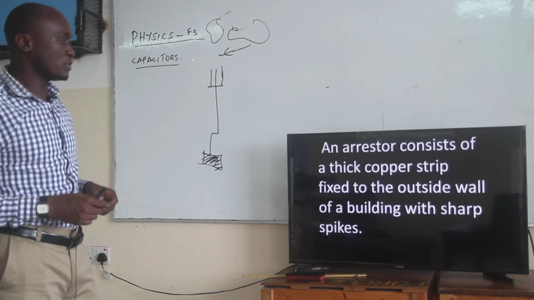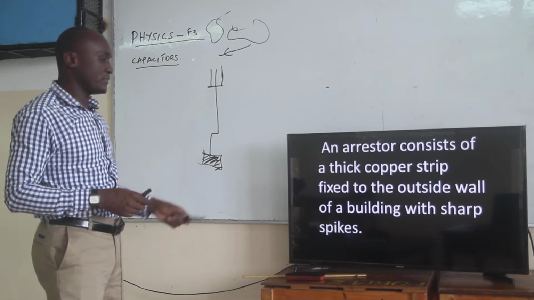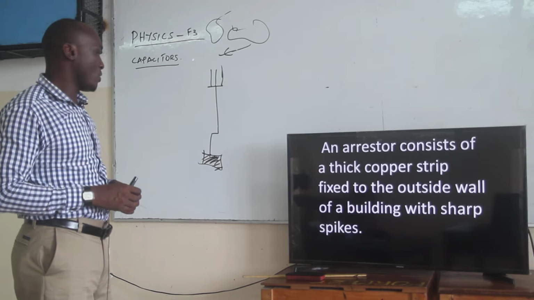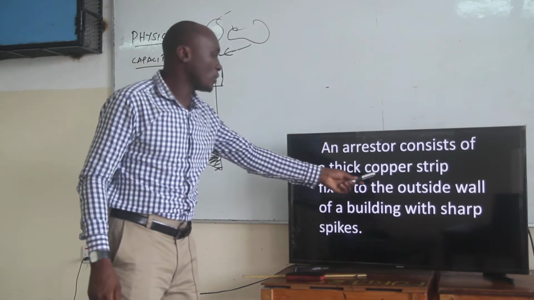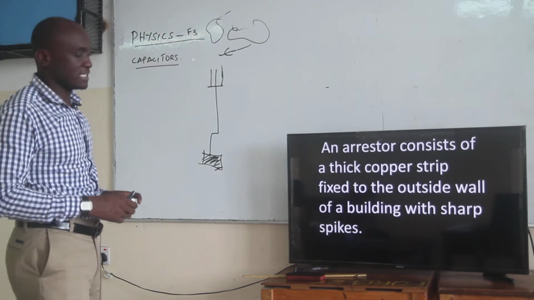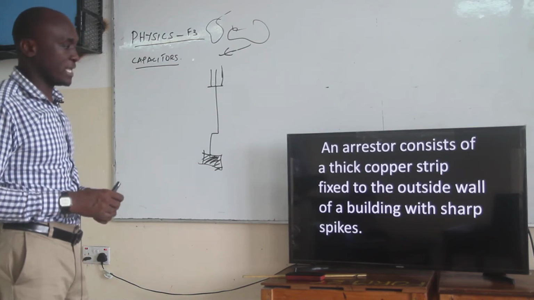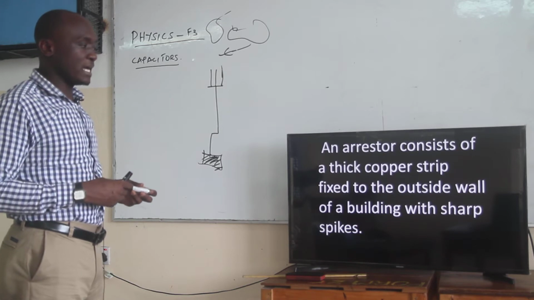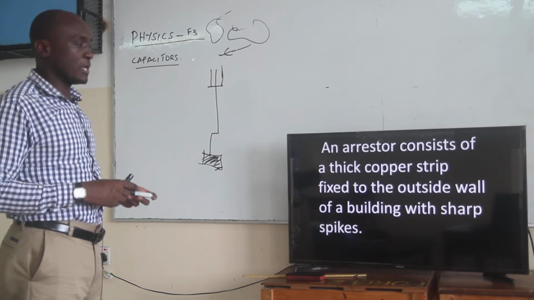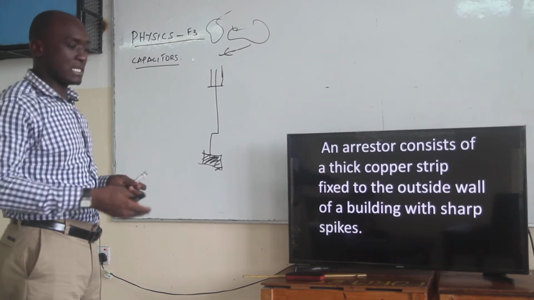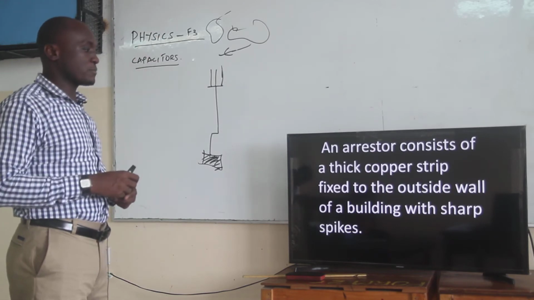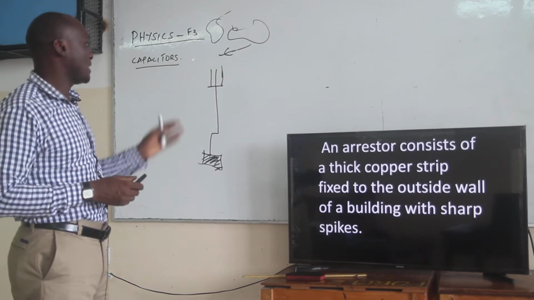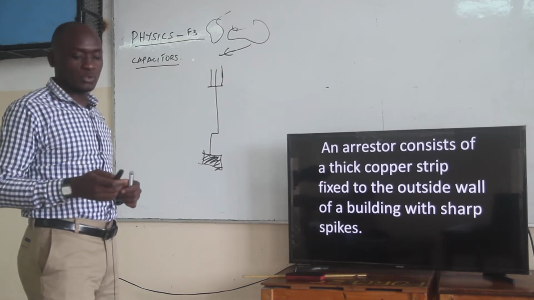An arrestor consists of a thick copper strip, which I just explained is buried under the ground. Copper is a very good conductor, and we know it has a lot of free electrons. That's why under the ground there are a lot of negative charges. Being a very good conductor, it can transmit charge either under the ground or up to the spikes in case lightning happens near or close to the arrestor.